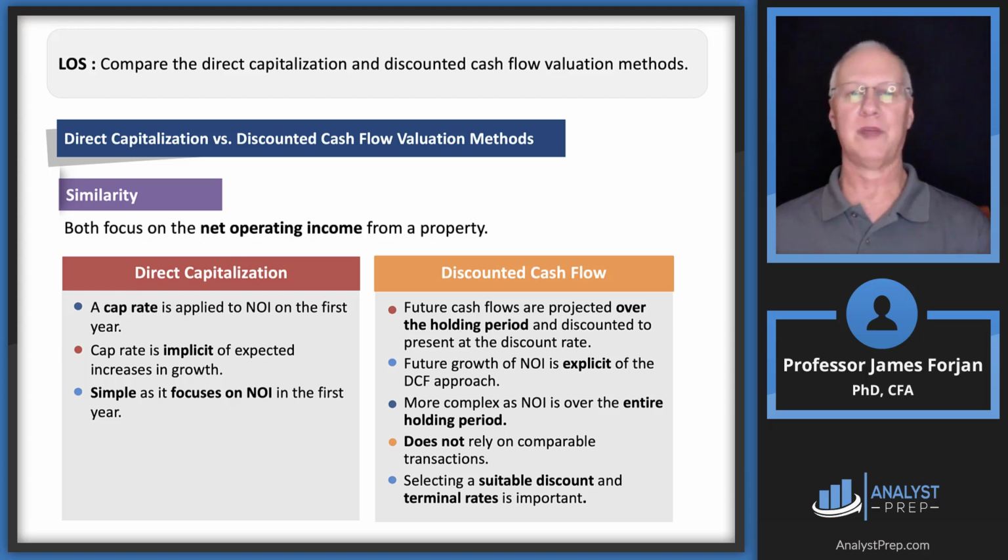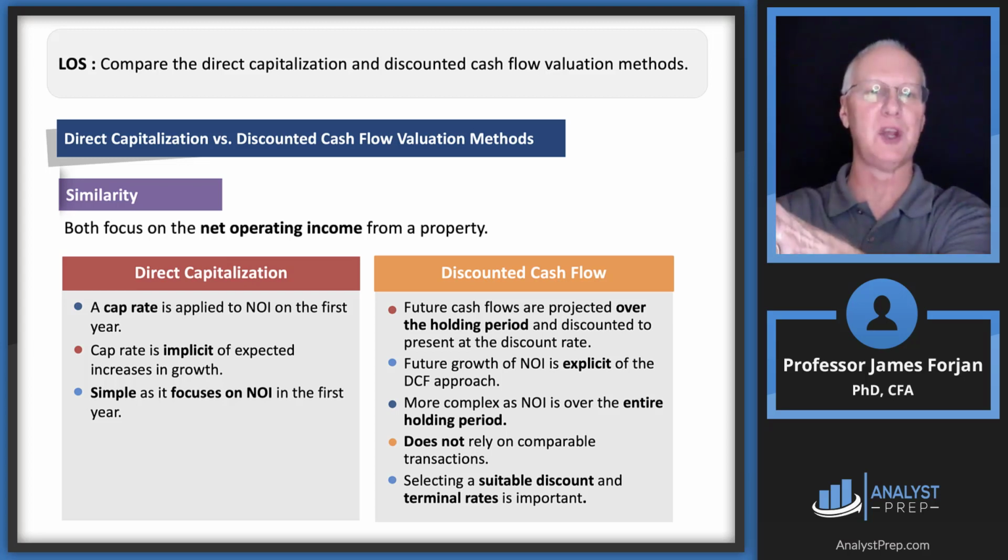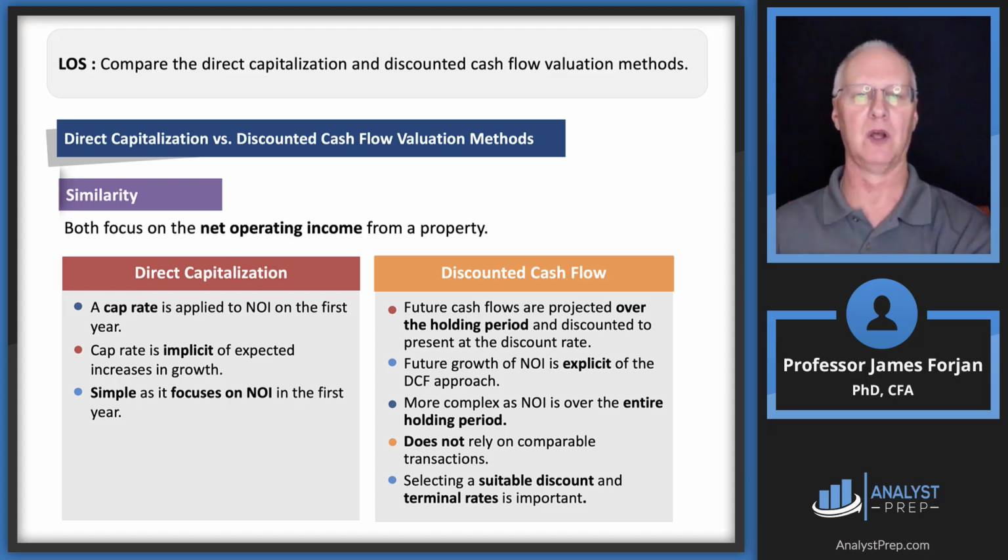For both of these methods, we're going to take a look at the property and say something like, okay, next year, what do we expect to get out of it in terms of cash flow? So we'll call this net operating income. Notice under the column with direct capitalization, we're going to have a capitalization rate that's applied to net operating income in that first year. That cap rate is implicit of expected increases in growth. I'll show you what that means in just a second.